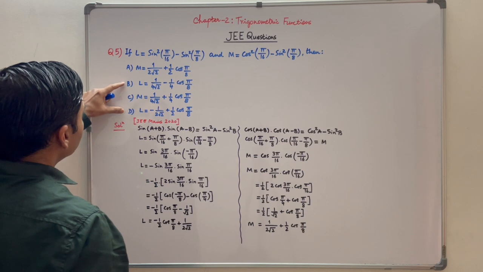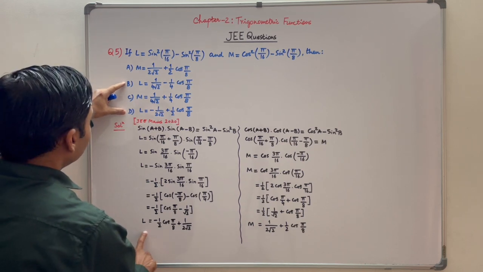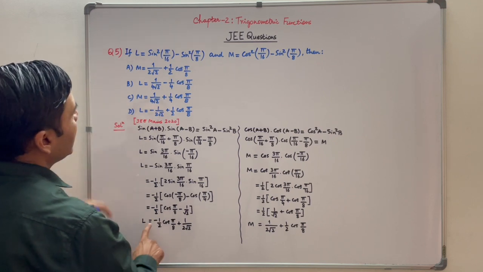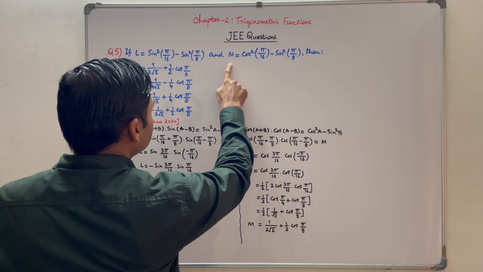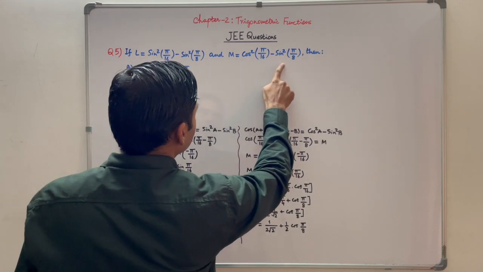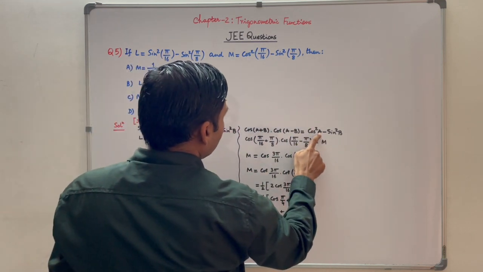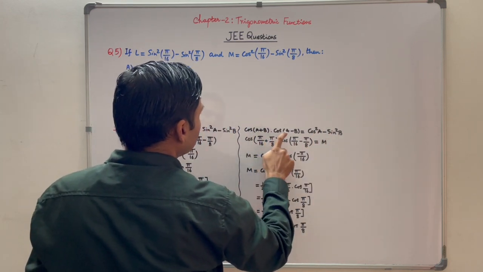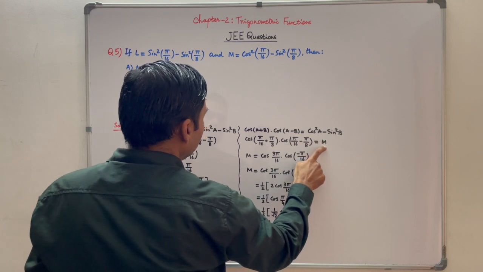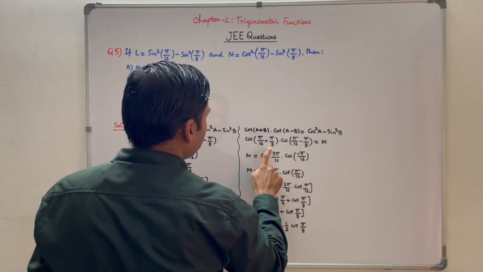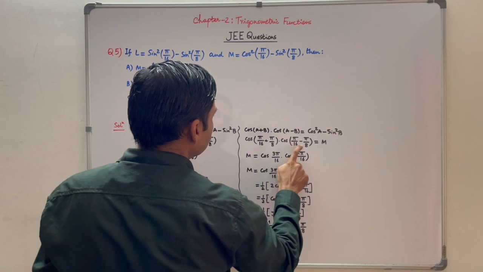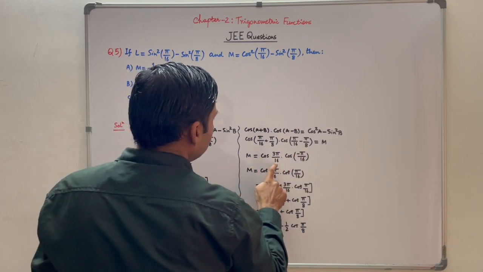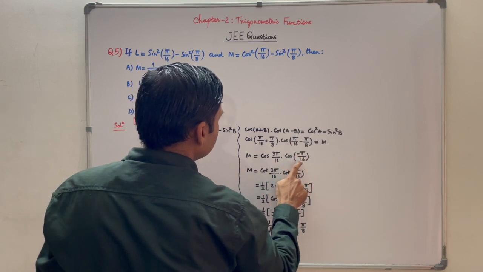This can be matched with B or D, but it is not matching with any. So we have to look out for another clue. M is written in the form cos square A minus sin square B. Recall the formula: cos square A minus sin square B is equal to cos(A plus B) into cos(A minus B). So M is equal to cos(pi by 16 plus pi by 8) into cos(pi by 16 minus pi by 8). So M is equal to cos 3 pi by 16 into cos minus pi by 16.